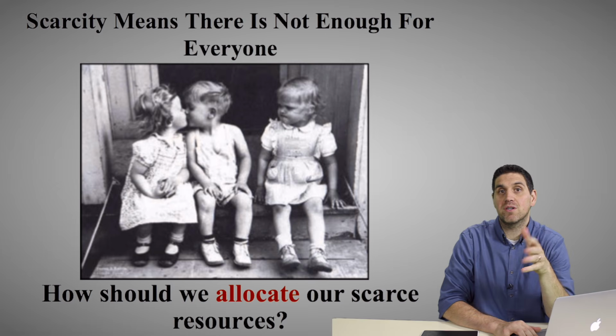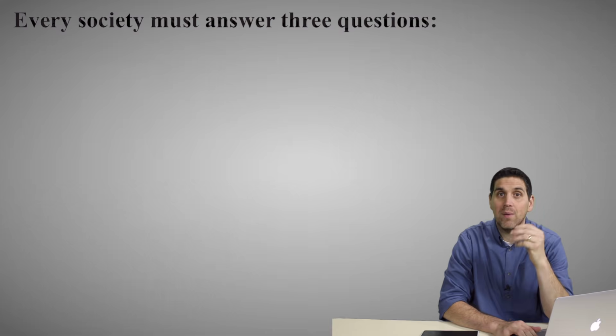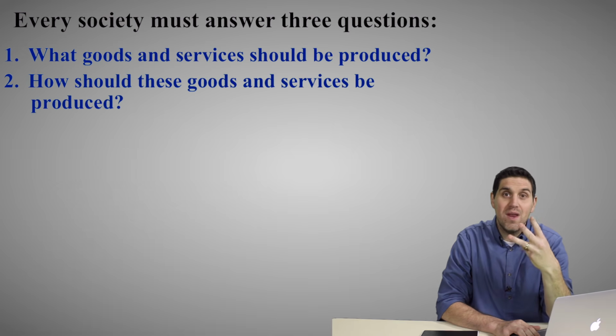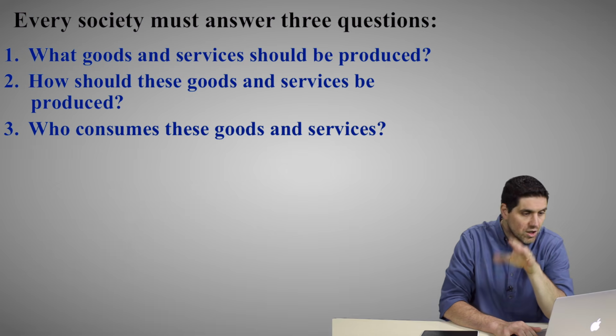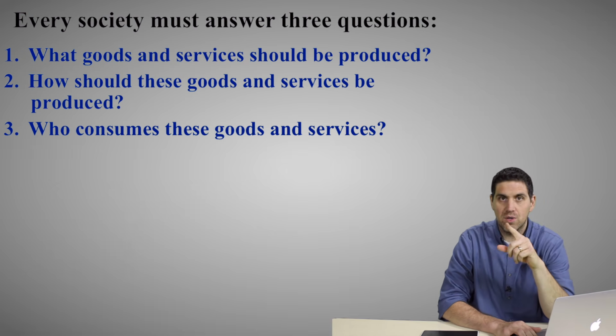Now let's look at the big picture. Scarcity means there's not enough for everyone, so we have to figure out the best way to allocate our scarce resources. How we do that determines something called our economic system. There are three main economic questions every society has to answer: what goods and services should be produced, how they should be produced, and who consumes those goods and services.